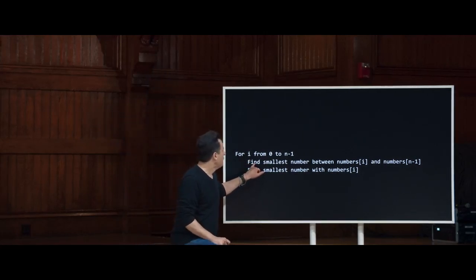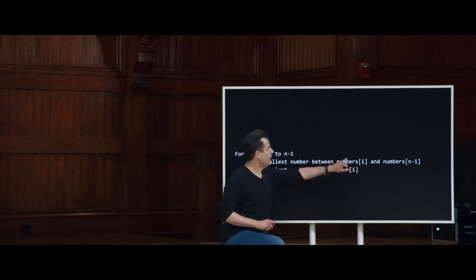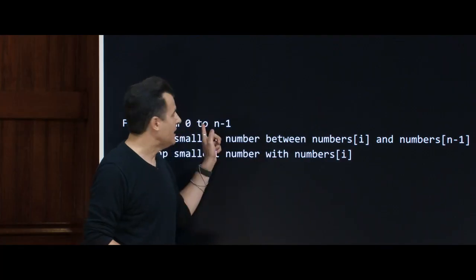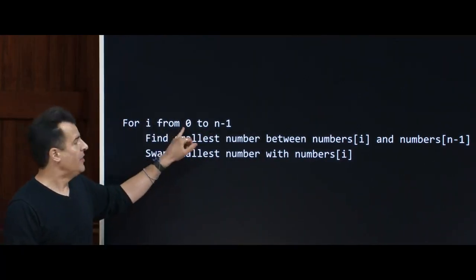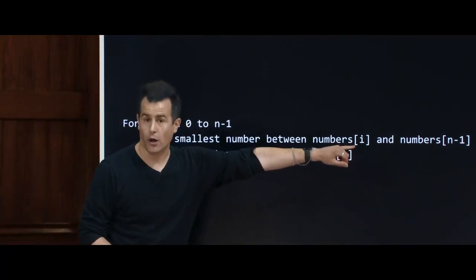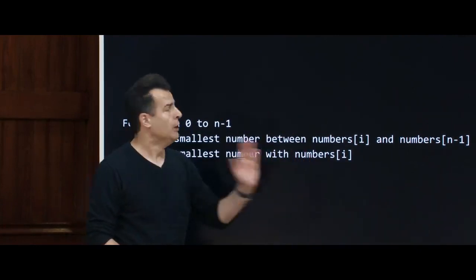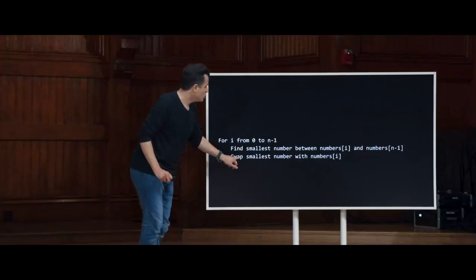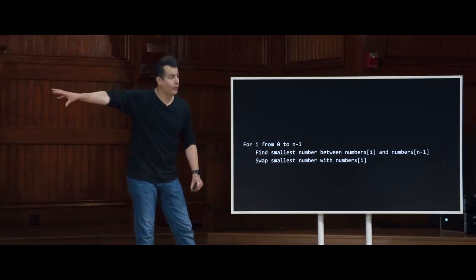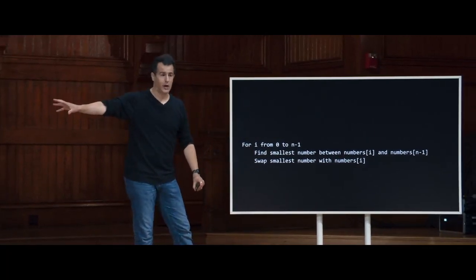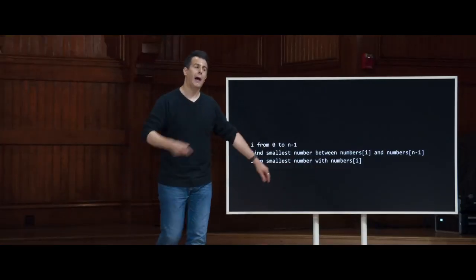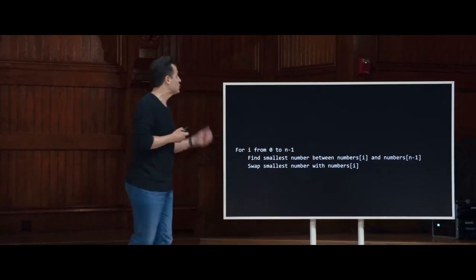So what did I have myself do? Find the smallest number between numbers bracket i and numbers bracket n minus 1. So when the loop starts at 0, this is literally saying between numbers bracket 0 and numbers bracket n minus 1. So from the far left to the far right, find me the smallest number. Then swap that number with numbers bracket i. So that's why we evicted the person all the way over to the right, or your left, the very first time, and then the next person, and the next person, and so forth. So this is an algorithm that has us go back and forth, iteratively selecting the smallest element.